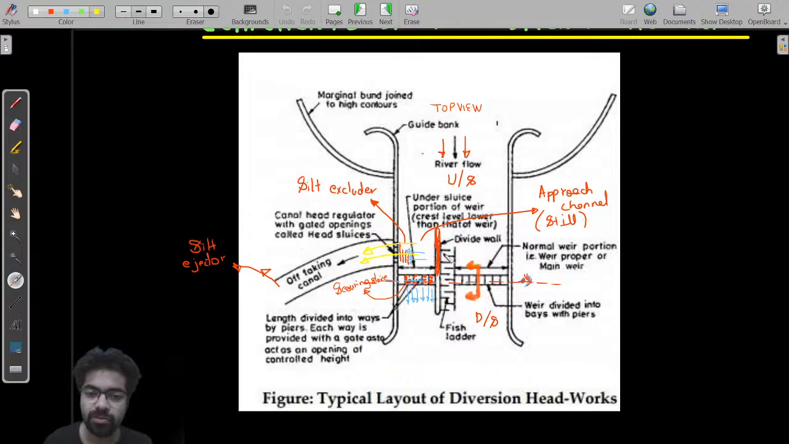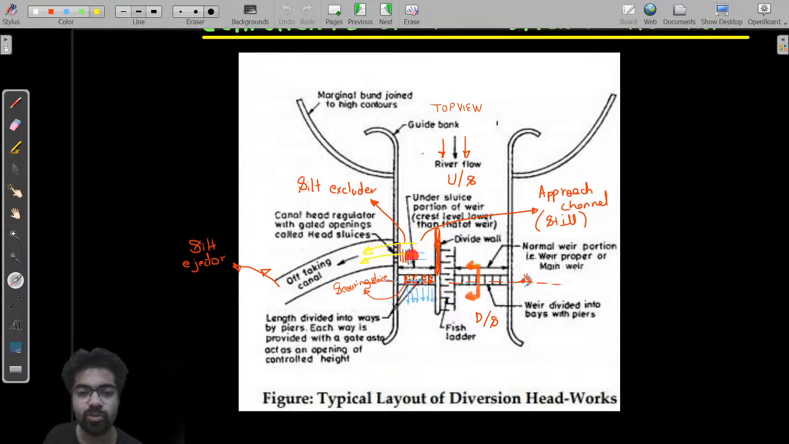As I already told you, the divide wall is extending more on the upstream side, as you all can see. Why? Because it is creating an approach channel towards the canal. This is your approach channel towards the canal. You will not construct the divide wall on that side. The divide wall is constructed this side, where the canal is off-taking. Why? When the approach channel is there, water becomes still, water becomes quiet.